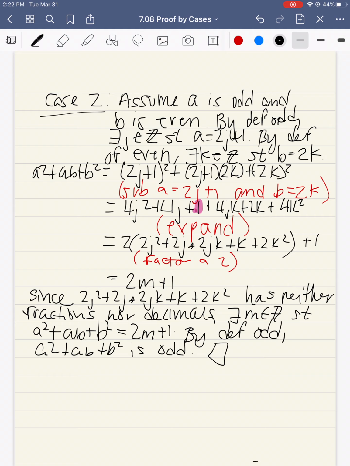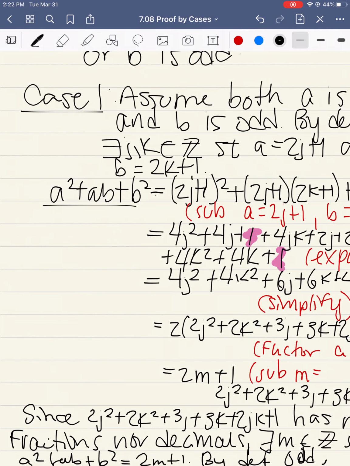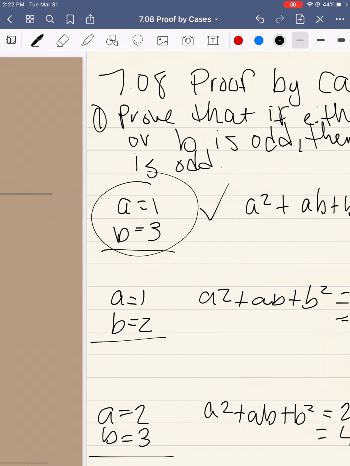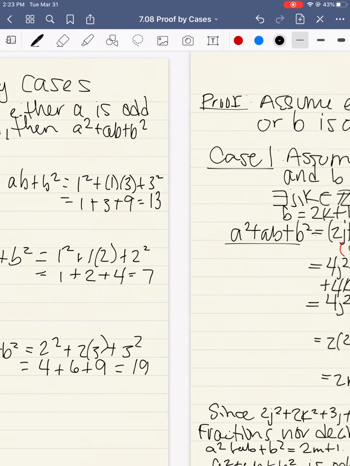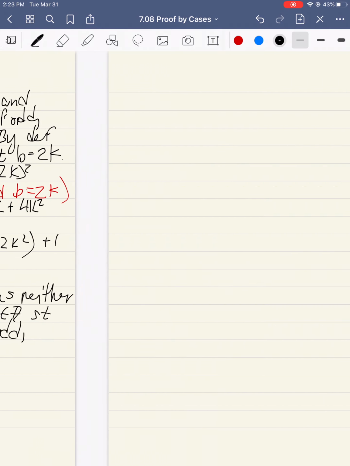So again, we have proven our second case. I'm going to just leave an open square because we're not officially done. We just have one more case to look at. So let's go ahead and take a look at this one when A is even but B is odd. That's our last case that holds the expression either A is odd or B is odd, that would make this true.